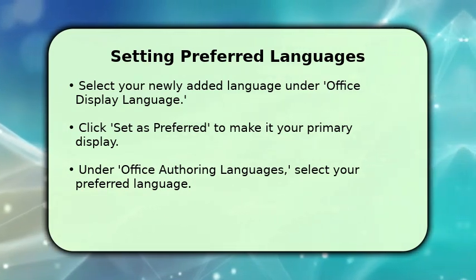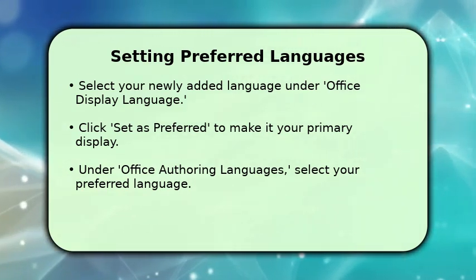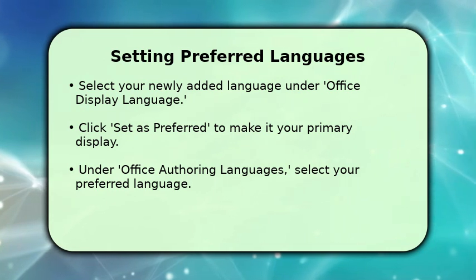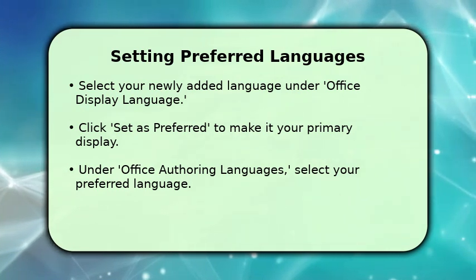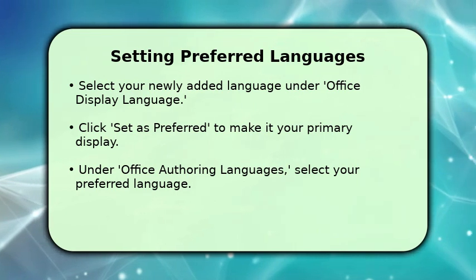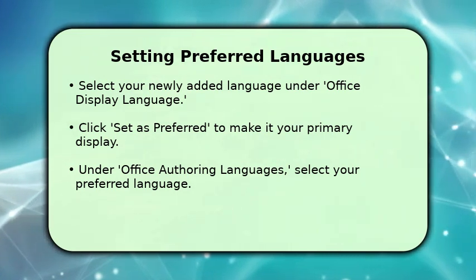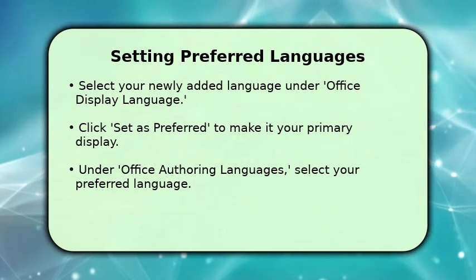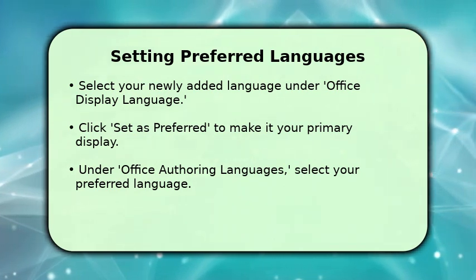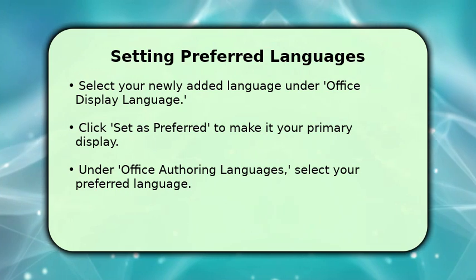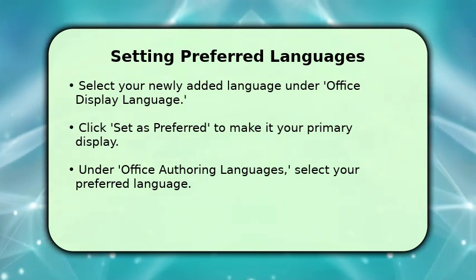Go back to the Office Display Language section, select your chosen language, and click Set as Preferred. This changes the menus and commands. Next, under Office Authoring Languages and Proofing, select the same language and click Set as Preferred again. This ensures your spell check and grammar tools align with your chosen language.